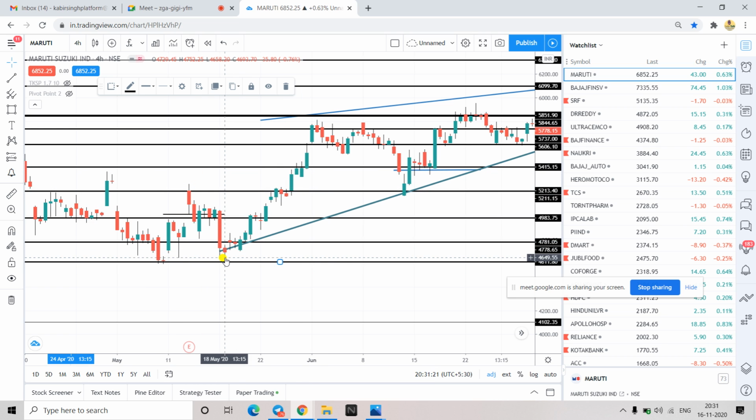This is a double bottom or not? This is a double bottom. Price came to the same place, went up, again came to the place and rejected, and went up. Yes. So this is a good double bottom getting formed.